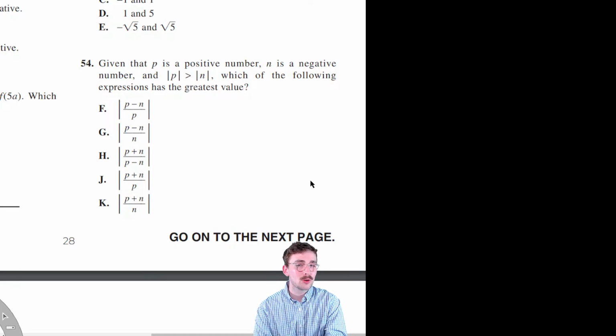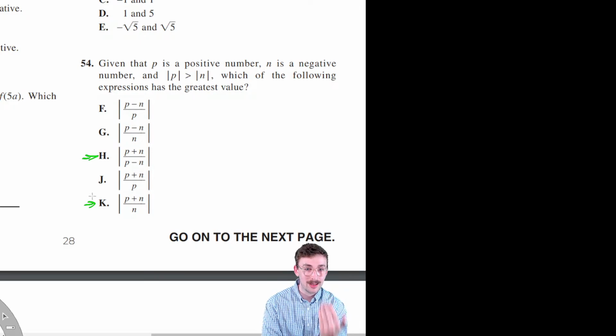I'm a little bit concerned about the difference between h and k. Because here's the thing. If p is 5 and n is -4, 5 is greater than 4, and that difference is 1. Okay, well that means h is an awesome answer because we're dividing by 1. Cool. Oh, wait, no, it's not 5 minus 4, that'd be 5 minus -4. So that'd actually be a bigger number. So never mind, I take it back.